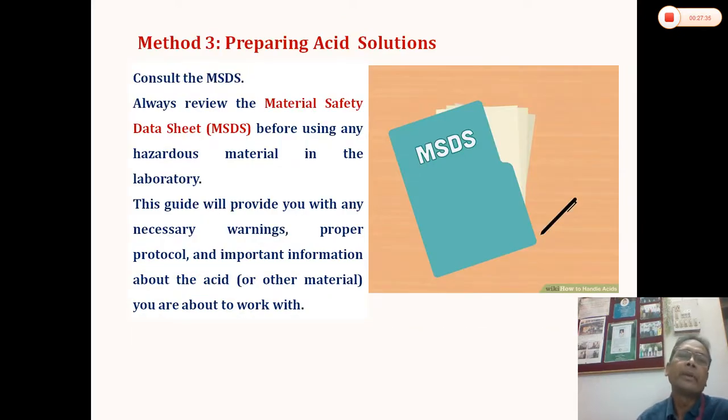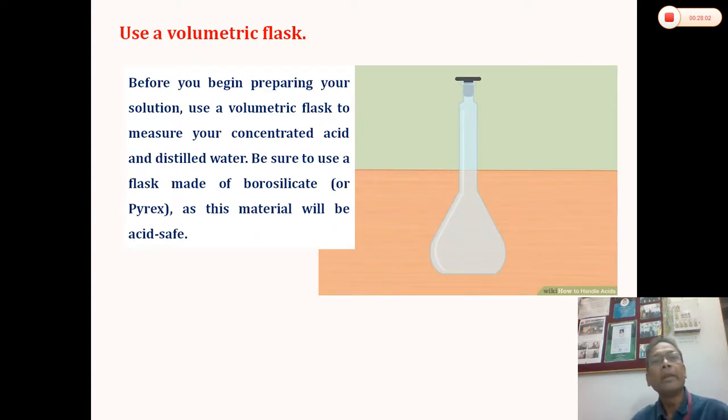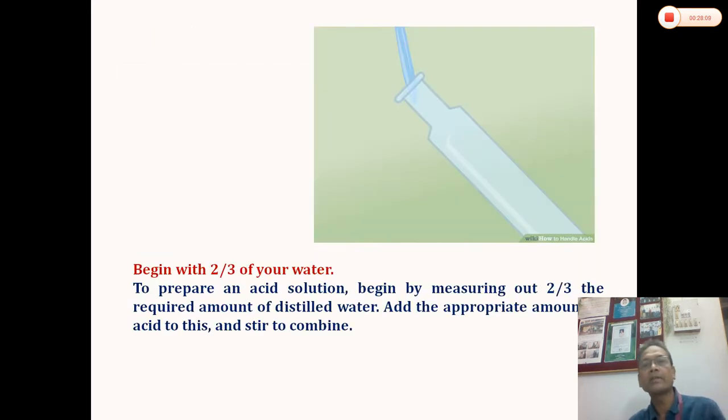Now, the method for preparing an acid solution. We have to use a document called the material safety data sheet, because it gives us the idea of the hazard of the chemical, and while using that acid you have to note some important warnings, proper protocols and important information about the acids. Similarly for bases, which we will discuss after some time. Now while preparing you have to use volumetric flasks. The students commonly using the laboratory are well known about the volumetric flask.